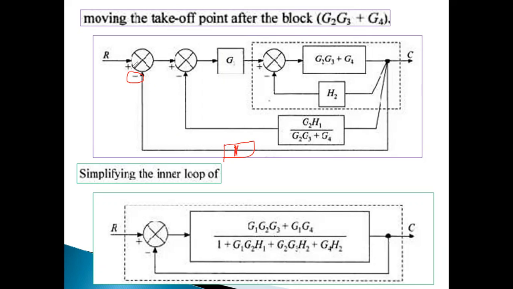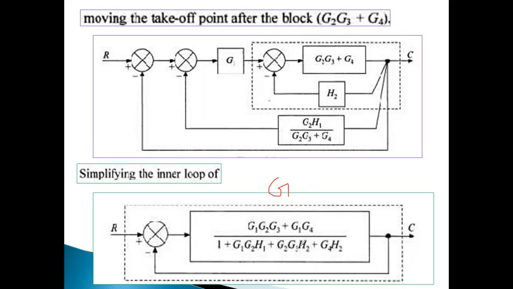If it is shown like this. Okay. In between these two, if we want, we can use a block with unit value. Okay, if it is needed. In this case, there is no need. Okay, so after simplifying the inner loop, the transfer function becomes like this.